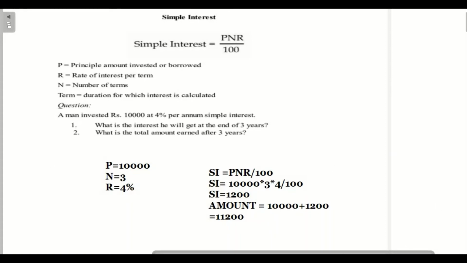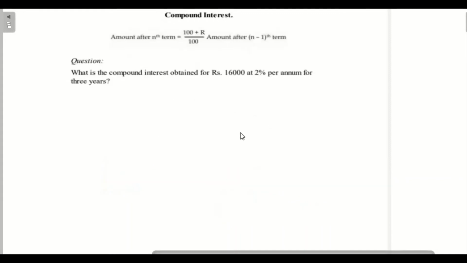Okay. So they have given the principal amount, interest and number of years. So we have to calculate PNR by 100. So the simple interest for 3 years is 1200. So the total amount will be the principal plus the interest amount. Okay. Shall we go for the next sum?